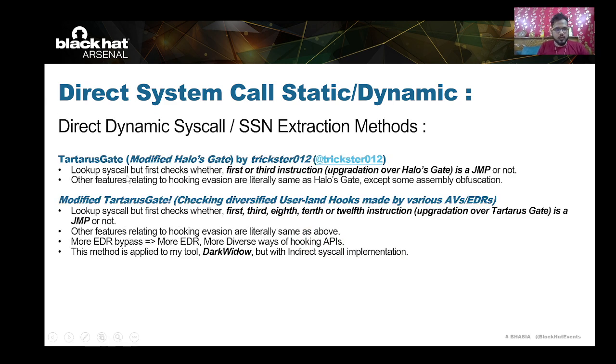The third one is Tartarus' Gate, the modified form of Halo's Gate, where it checks whether the first or third instruction, which is the upgrade over Halo's Gate, is a jump or not. And the last one, the modified Tartarus' Gate, checks diversified userland hooks to evade various types of AVs and EDRs. This is the upgrade: the first, third, 8th, 10th or 12th instructions are checked for a jump instruction.